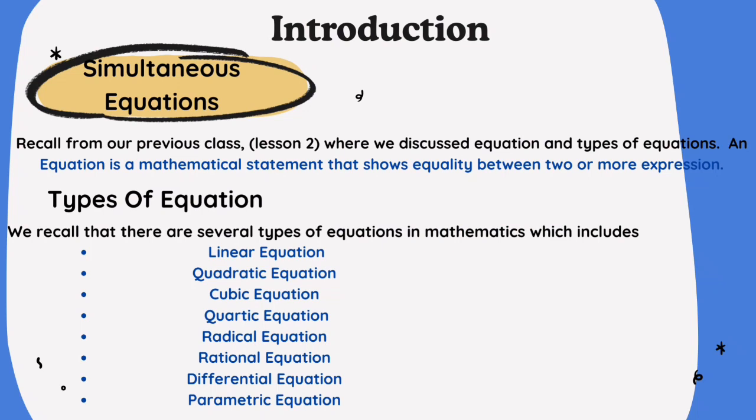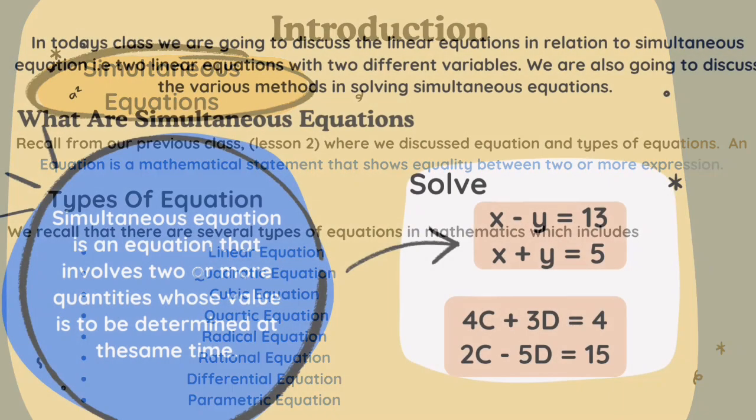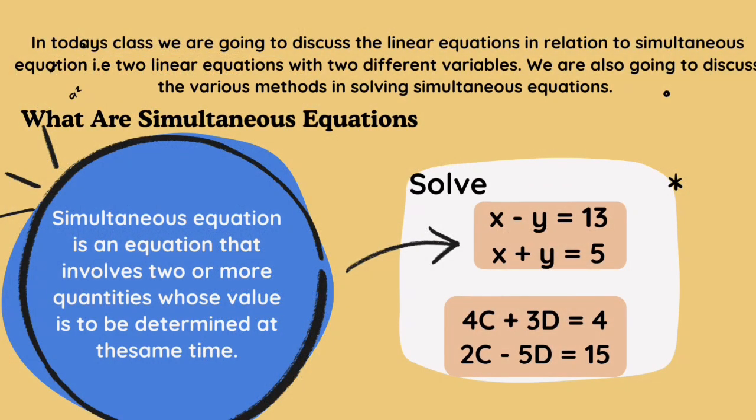Now we have several types of equation. We have linear equation, quadratic equation, cubic equation, quartic equation, radical equation, rational equation, differential equation, and parametric equation. So in today's class, we are going to discuss the linear equation in relation to simultaneous equations, that is, two linear equations with two different variables. We are going to discuss the various methods of solving simultaneous equations.